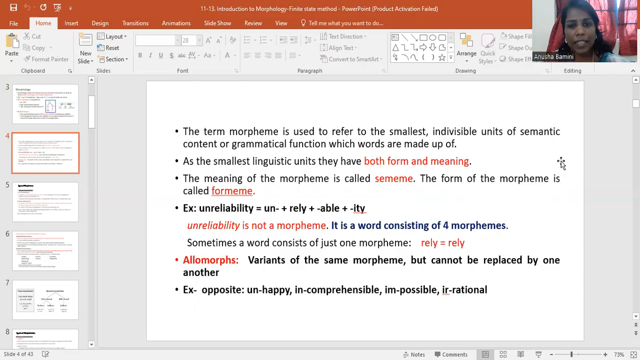Let us consider another example, unreliability. Now I am splitting this word into a number of morphemes: un, rely, able, ity. So in total I have four morphemes. Which of them have a specific meaning? Un has a particular meaning, rely has a separate meaning, able too, but ity does not have any meaning. In this word, the stem is rely. The stem of the word means the exact meaning it has.